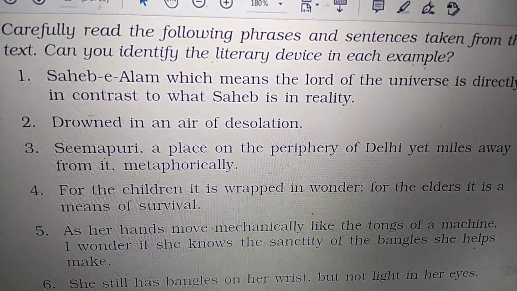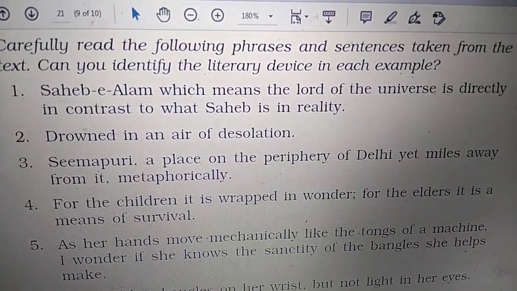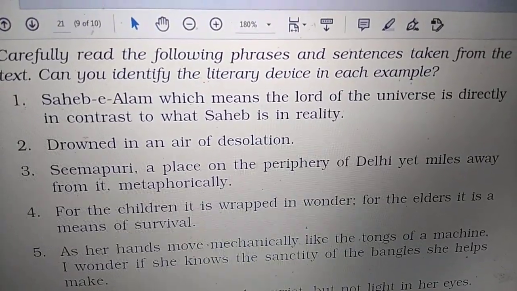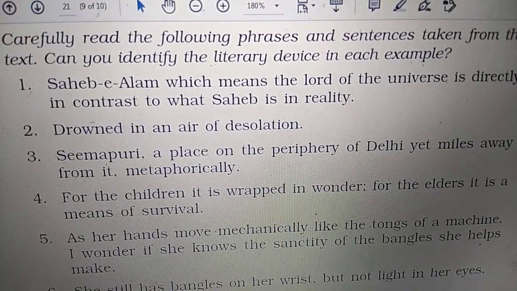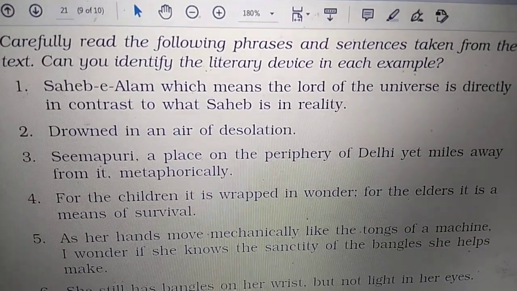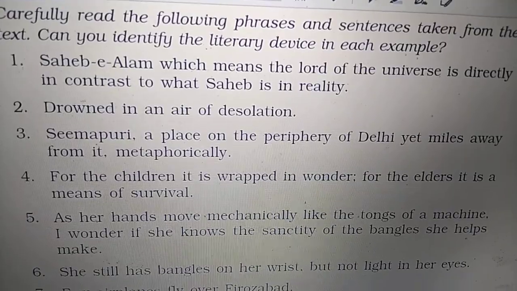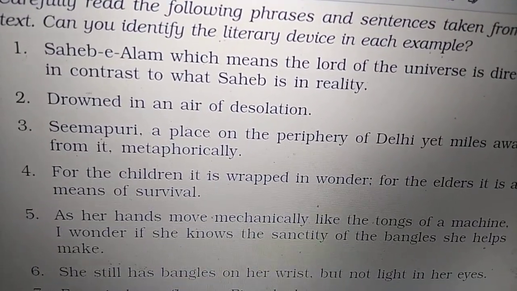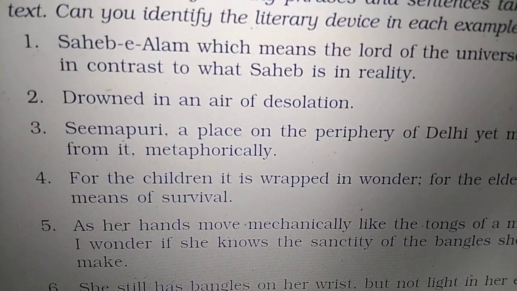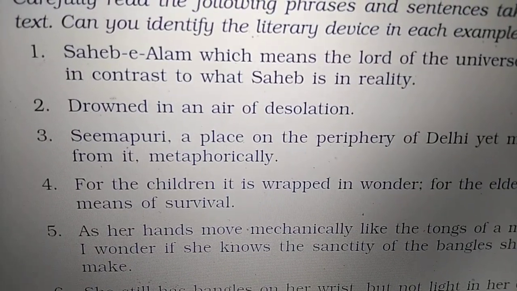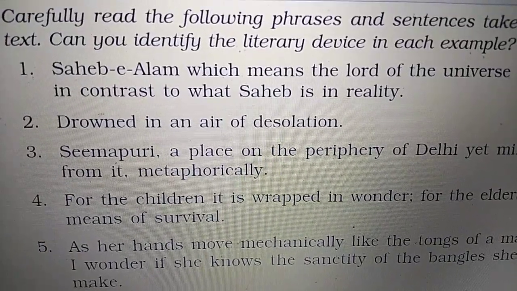So here the author has used the literary device irony. The expression of one's meaning by using language that normally signifies the opposite, typically for humorous or emphatic effect, is known as irony. It means in this sentence, the author Anees Jung has used the literary device irony. Next one is "drowned in an air of desolation." Here, the author has used the literary device metaphor. Actually, she has compared the village, which is now empty, to an air of desolation.